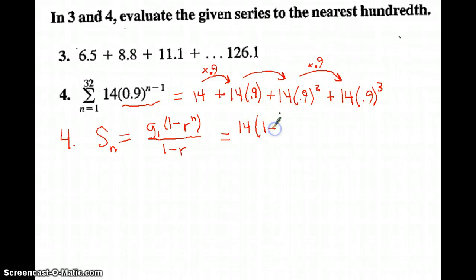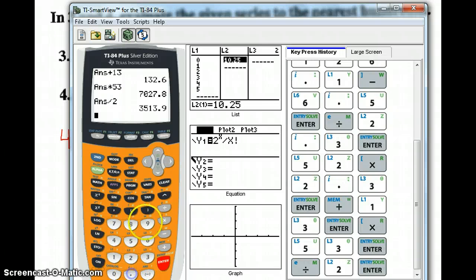1 minus r. Now the r is the thing that's being multiplied each time, and the thing that's being multiplied each time is 0.9, remember. So as I multiply each thing by 0.9, that means this is what goes here. This exponent is just on the 0.9. And it's how many I'm adding up? Well, I'm adding up from 1 to 32. So there's 32 there for n, and over 1 minus 0.9, which you can do in your head, that's 0.1, which I always do that part in my head. On the calculator, okay, 0.9 to the 32nd power.